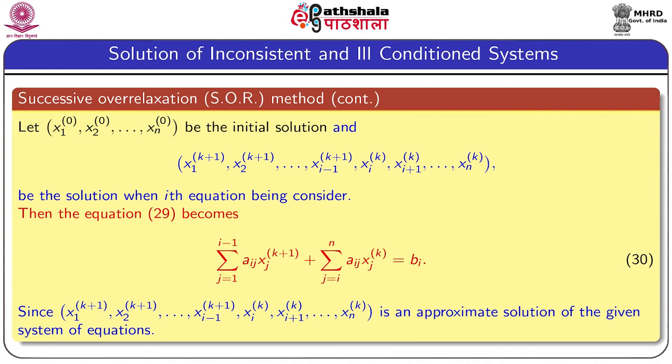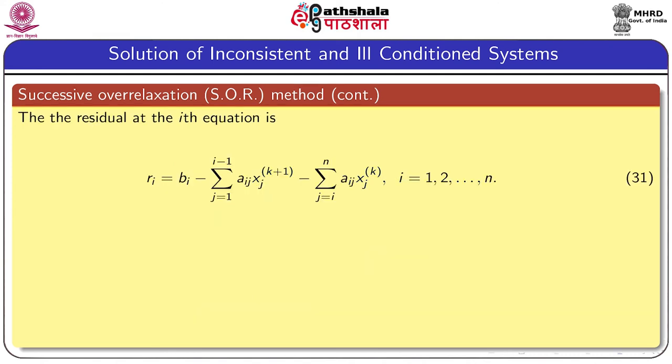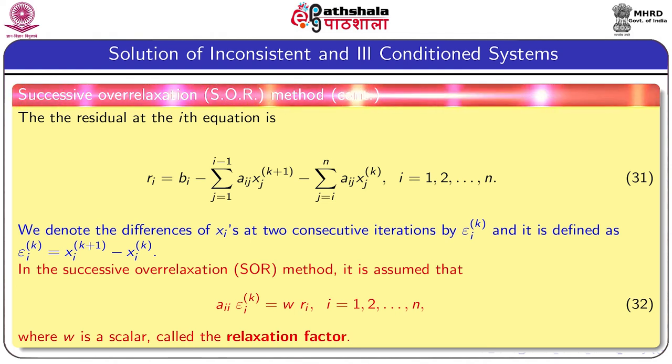Since x1^(k+1), x2^(k+1) up to x(i-1)^(k+1), xi^k, x(i+1)^k up to xn^k is an approximate solution of the given system of equations, therefore equation 30 becomes this form. The residual at the ith equation is Ri equal to bi minus summation over j equal to 1 to i minus 1, aij xj^(k+1), minus summation over j equal to i to n, aij xj^k. This is true for all i equal to 1 to n. So, this is the residual for the ith equation.